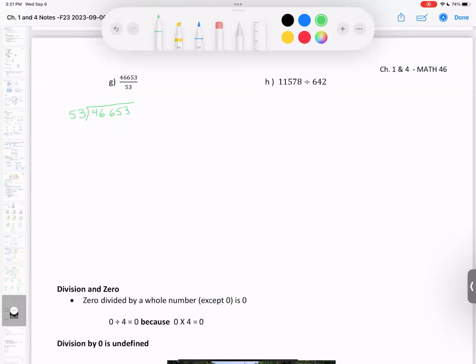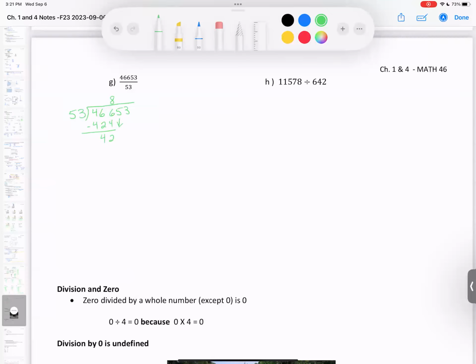So we can't go into 4, we can't go into 46. We have to ask ourselves, how many times does 53 go into 466? So I'm going to use my calculator. 53 times 5 is not even close. It's pretty low. 53 times, let's try 8, is 424. So that looks right. So I'm going to put my 8 up here. 8 times 53 gave me 424. So I can subtract that to end up with 42.